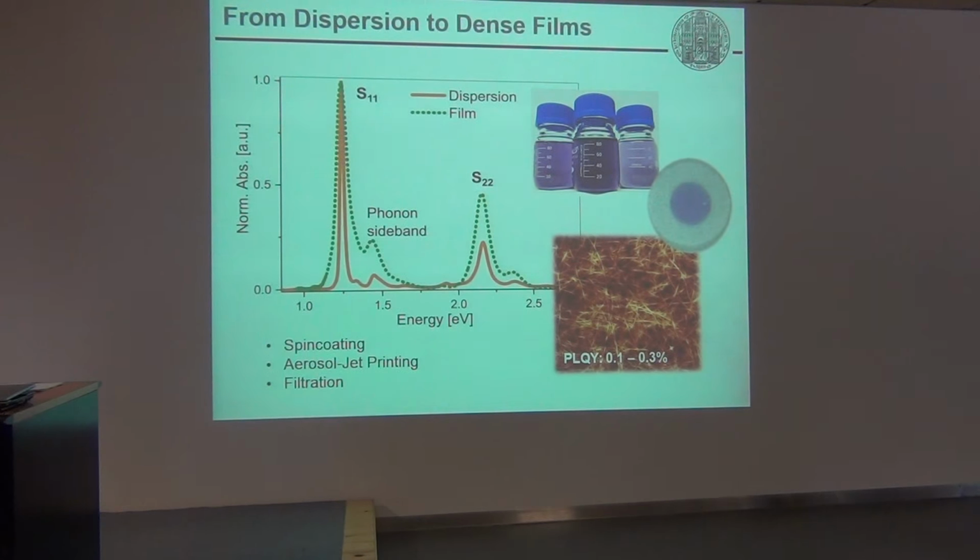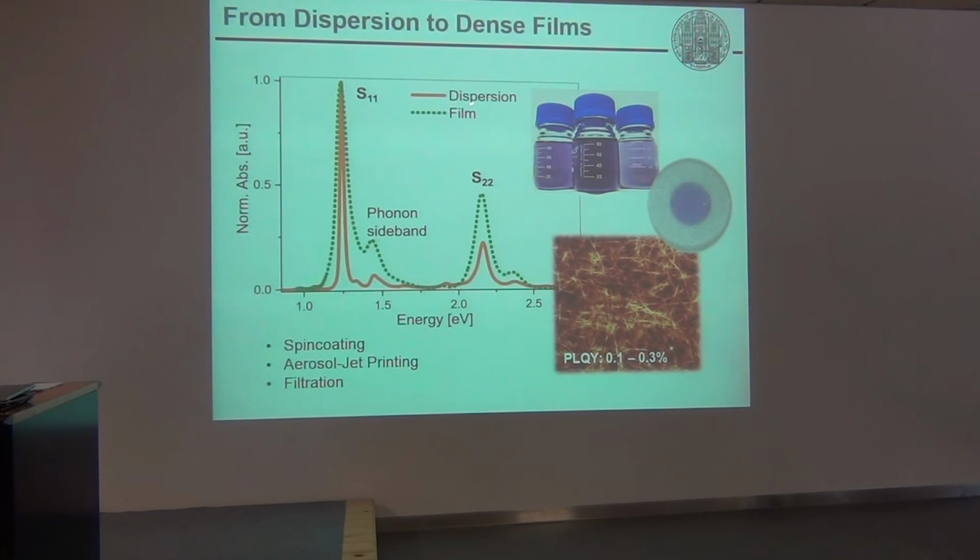If you then create a film from this dispersion, which could be spin-coated, aerosol jet printed, or produced by filtration, as for example this one is, then the photoluminescence yield drops quite substantially to 0.3 to 2.1%. You also get some broadening. The orange line is the dispersion, and the green dotted line is the film.